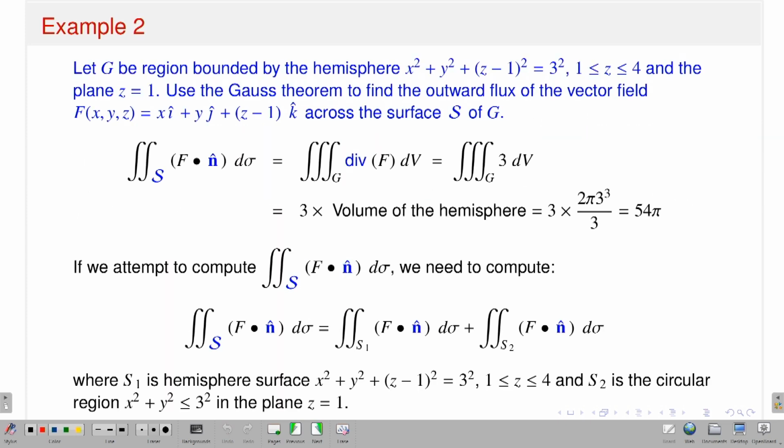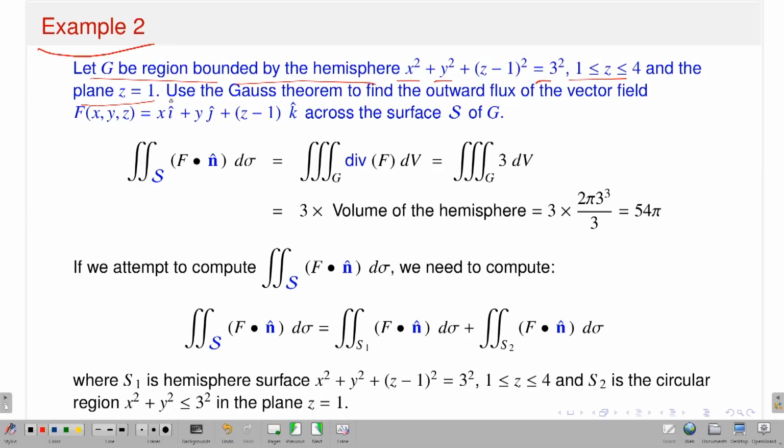Another example you can think about, this is example 2. Let G be the region bounded by the hemisphere, once again, x square plus y square plus z minus 1 whole square is equal to 3 square, where z runs from 1 up to 4, and the plane z is equal to 1. So you look at the region bounded by the hemisphere along with the plane. This is a solid region.